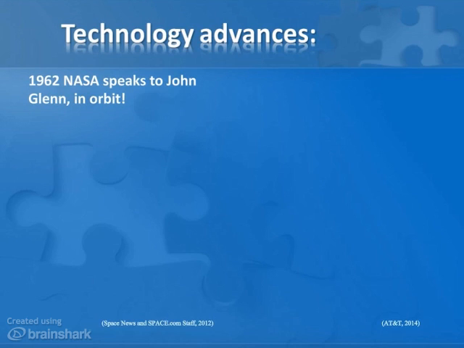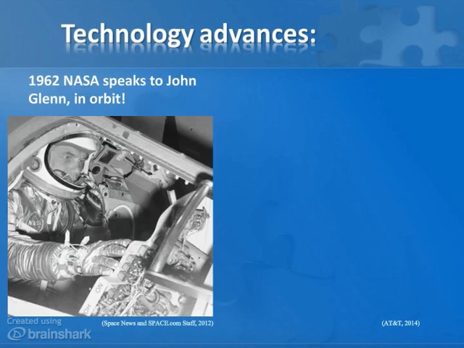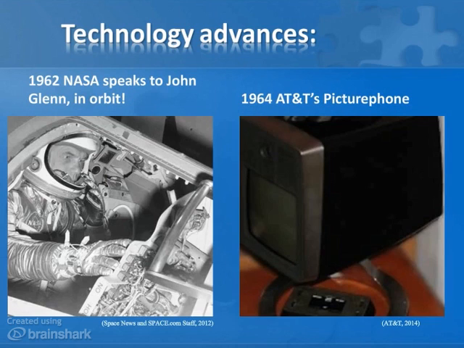In 1962, NASA used video communications through UHF-VHF radio links to keep in touch with John Glenn during his orbital flight aboard Mercury 6. In 1964, AT&T developed the picture phone that had the capability of transmitting and receiving video. It was used to talk from Disneyland to the New York World's Fair.